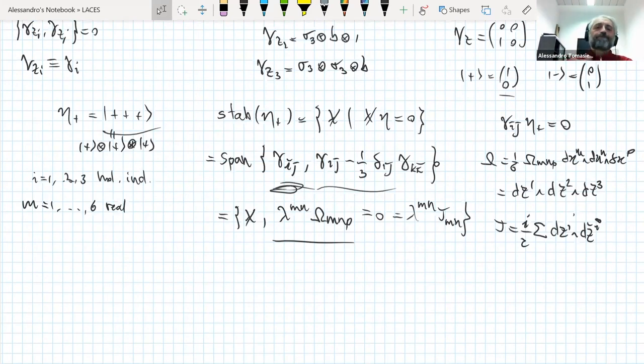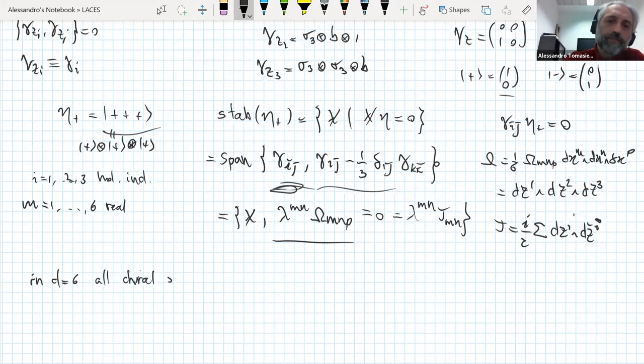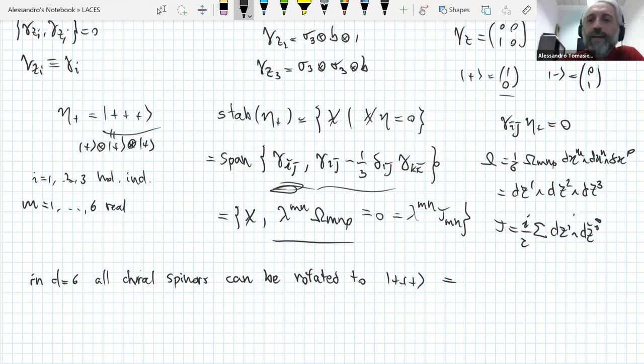Now, statements. You can show it's an algebraic fact. It's not true in any dimension, but in low dimension, up to six actually, spinors, or chiral spinors, can be rotated to this plus plus plus. So the stabilizer of eta plus is always the same.